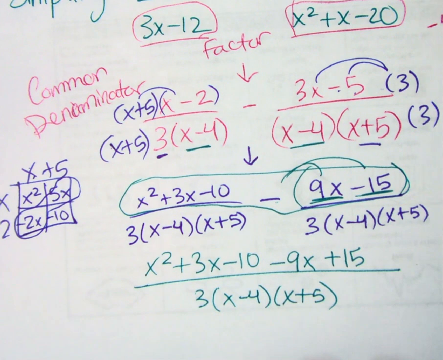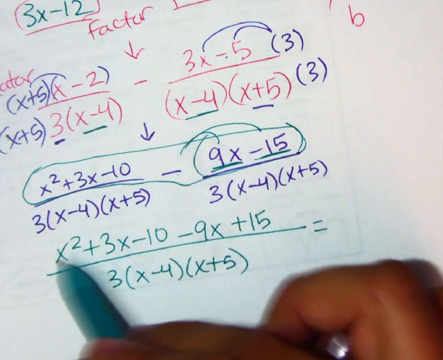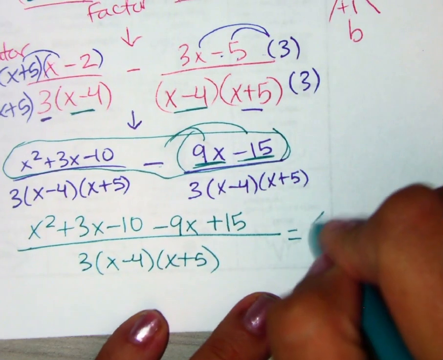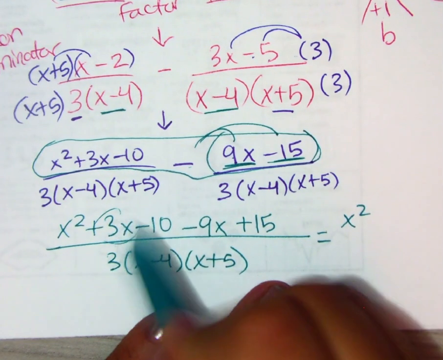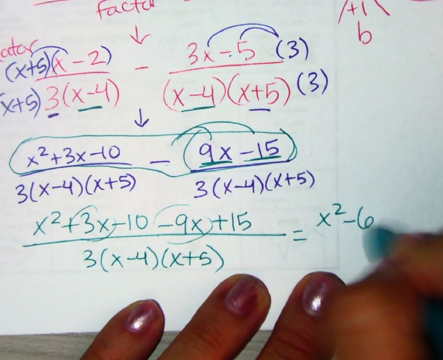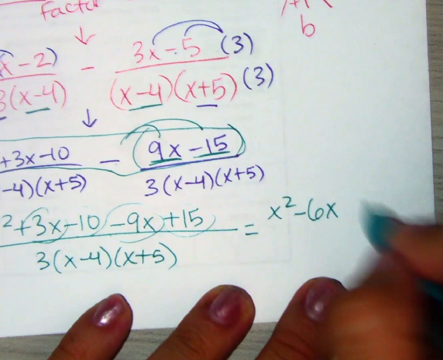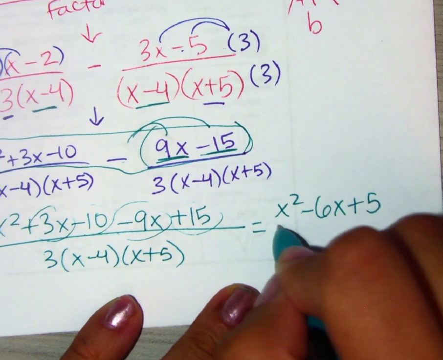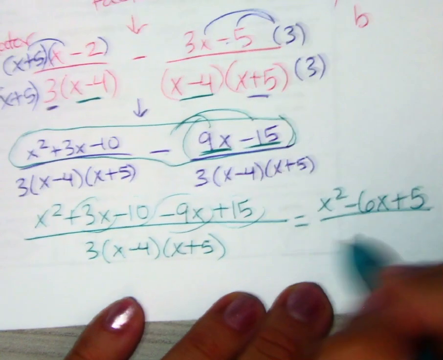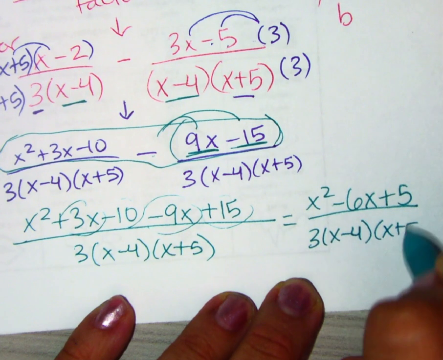So here we simplify by combining like terms. Notice that there's no other x squared, so I'm just going to write x squared. There is an x and another x, so 3x minus 9x, that's negative 6x. And then negative 10 plus 15, that gives you positive 5. This is over the factors of 3 times x minus 4 times x plus 5.